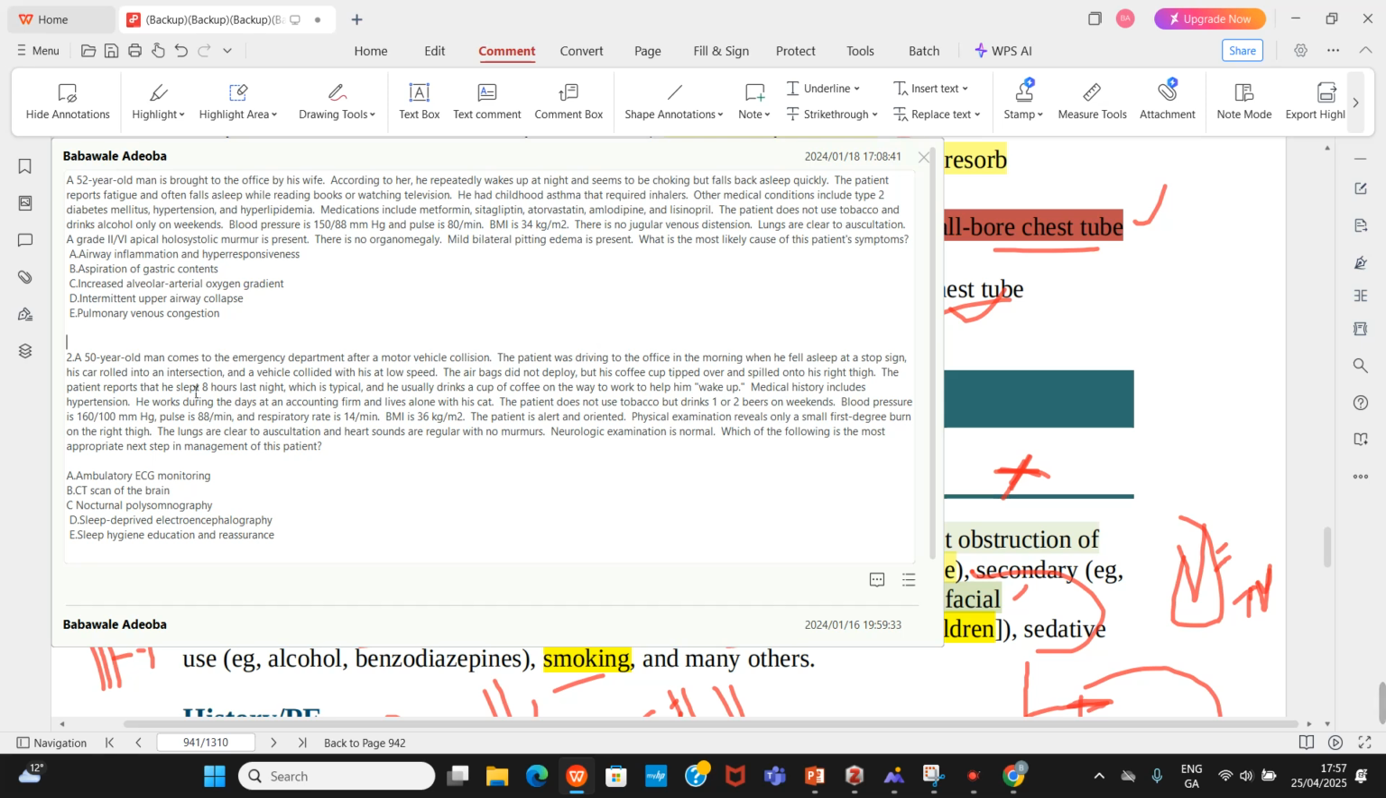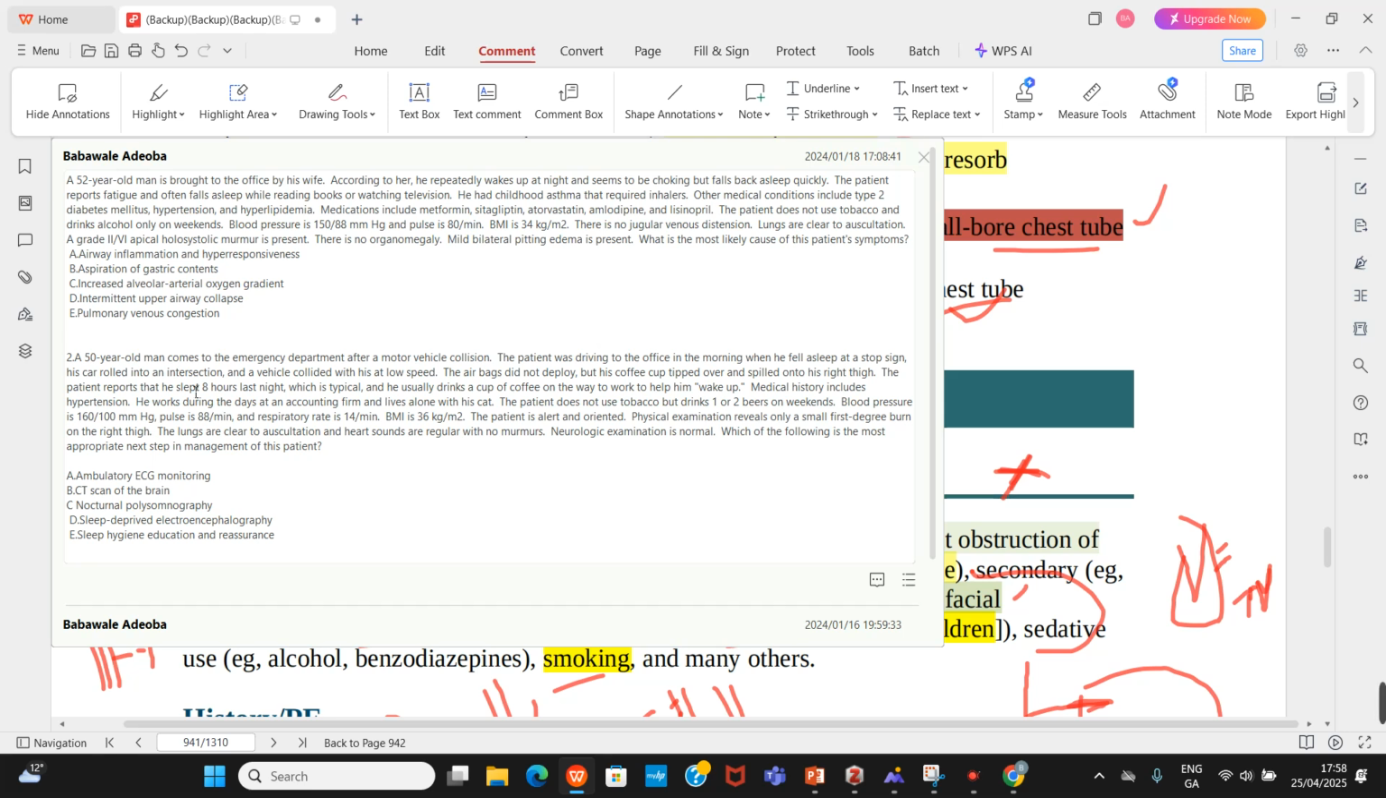A 52-year-old man is brought to the office by his wife. According to her, he repeatedly wakes up at night and seems to be choking, but falls back asleep quickly. The patient reports fatigue and often falls asleep while reading books or watching TV. He has childhood asthma that requires inhalers. Other medical conditions include type 2 DM, hypertension, hyperlipidemia. Medications include metformin, gliptin, statin, lisinopril.